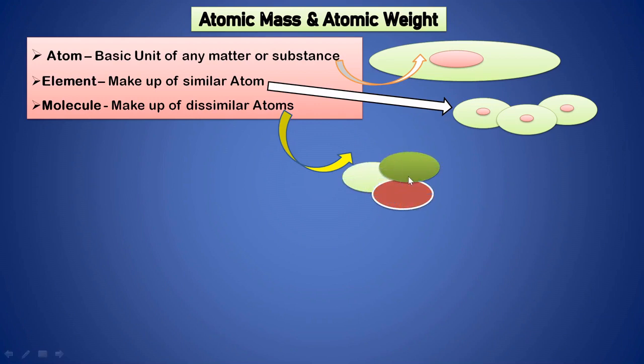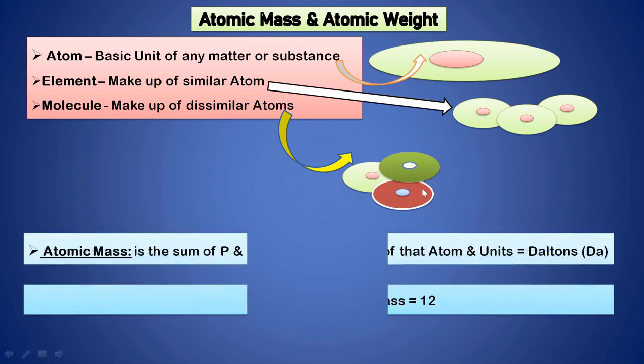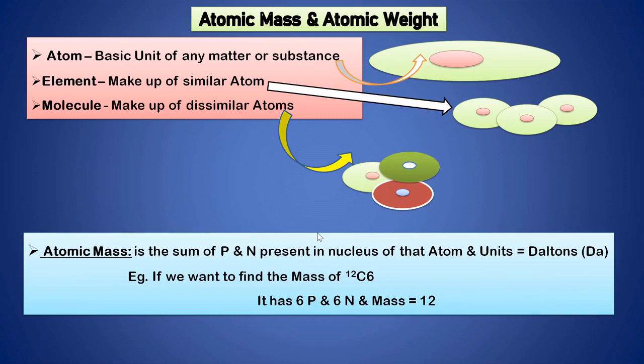Here you see this is one type of atom, this is another type of atom, and this is another type of atom. This is a molecule because it contains different types of atoms. So it is a molecule. Then atomic mass.